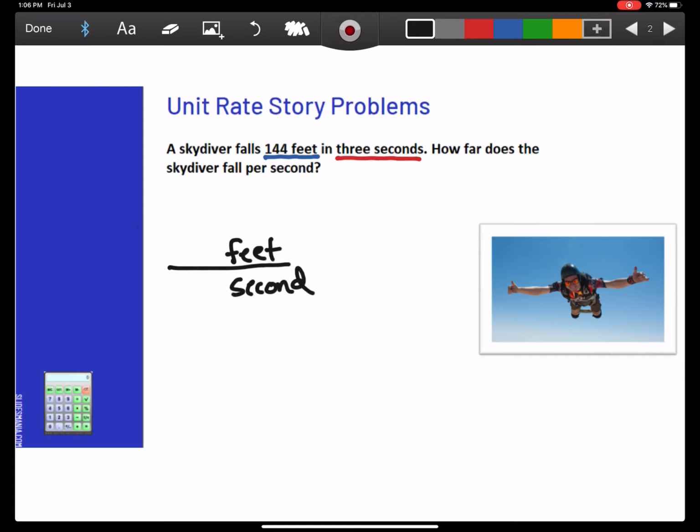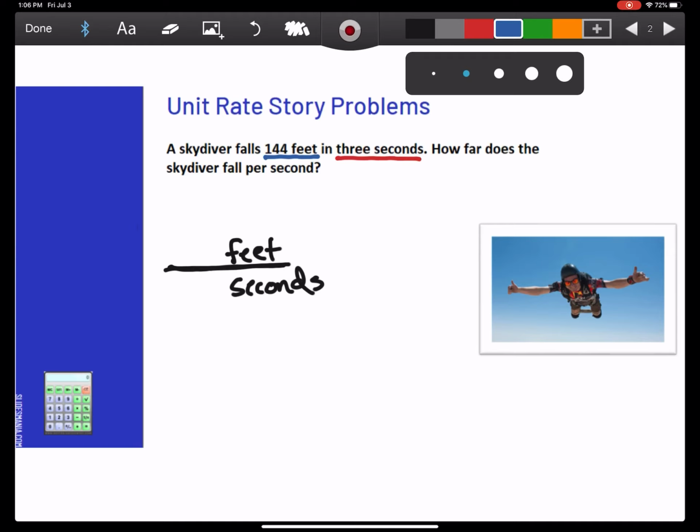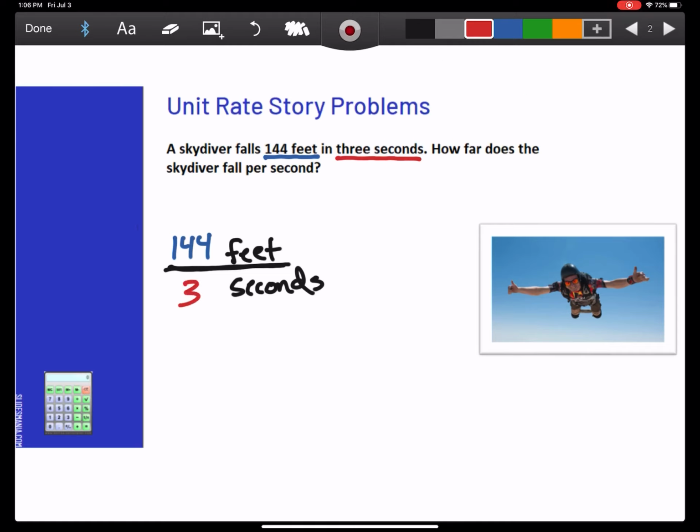Just in case you are wondering, can I put seconds in the numerator? Can I put seconds on the top? Well, we have to look at that question. It says, how far does the skydiver fall per, remember, it says per second. So feet per second is how it needs to be written. You put the numbers where they go. 144 has to go in the numerator because it's talking about feet. 3 has to go in the denominator because it's talking about seconds.